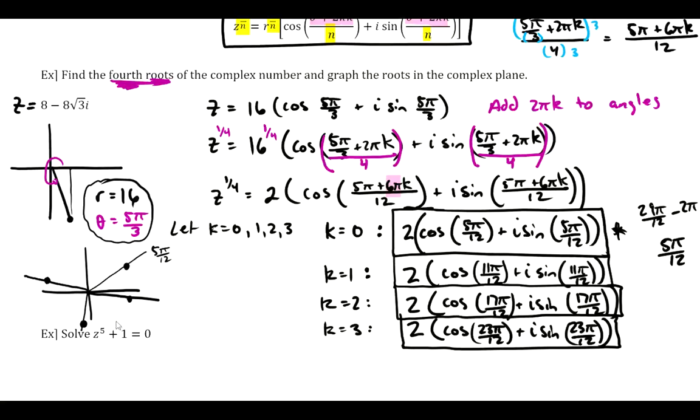Oops, 5 pi 12ths was not in the middle. That one's way off. Sorry. 5 pi 12ths is close to pi halves, so something like that. Sorry about that. So there is the 5 pi 12ths angle. Here's the 11 pi 12ths angle. Here is the 17 pi 12ths angle. And there's the 23 pi 12ths angle.